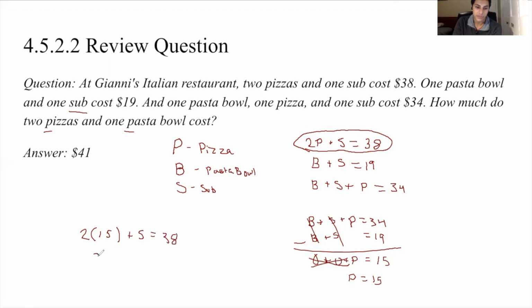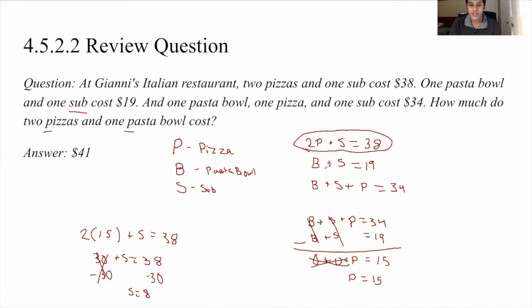So 2 times 15 is 30. 30 plus s equals 38. And then that means s is going to be 8, which you might be able to already see, but if you solve it algebraically by subtracting 30 from both sides to get rid of this 30 here, we get s equals 38 minus 30, or $8. So the cost of a sub is $8.